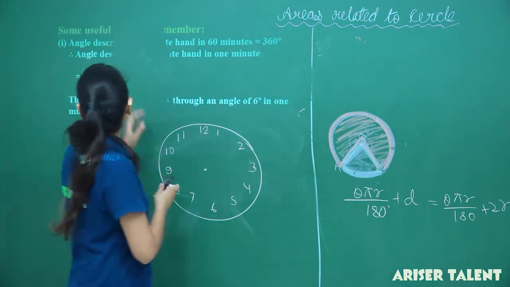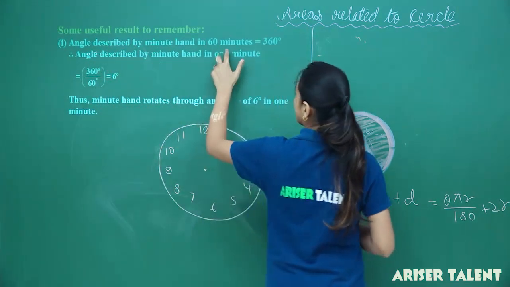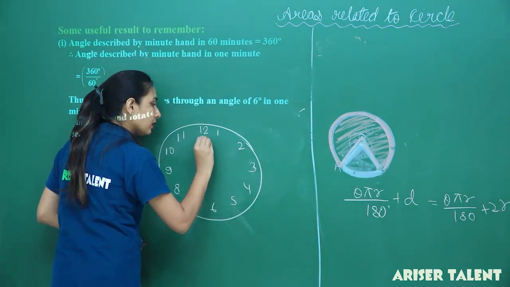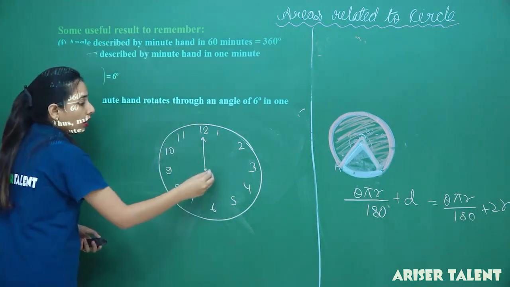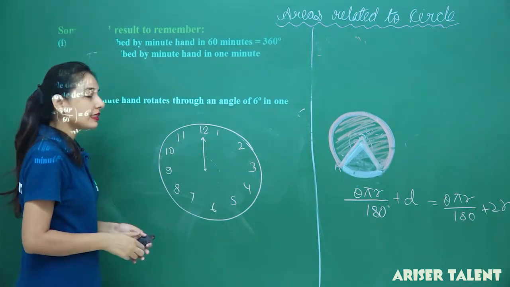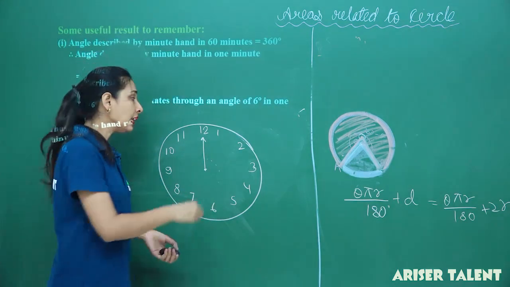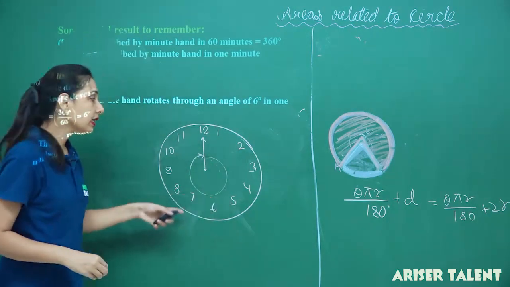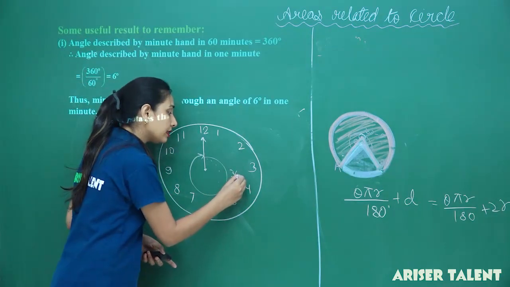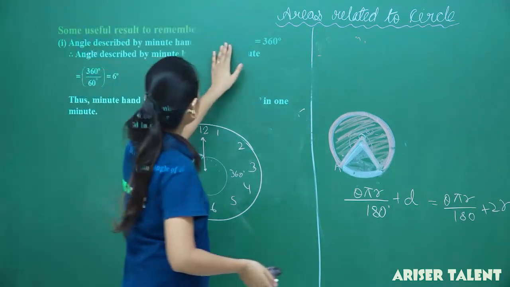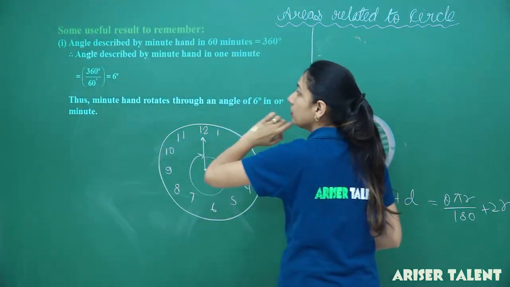Now, it says the angle subtended by the minute hand in 60 minutes. If this is the minute hand, after 60 minutes, which equals 1 hour, it will come back to its original position. So, what is this angle? This angle will be 360 degrees. So, the angle subtended by the minute hand in 60 minutes equals 360 degrees.